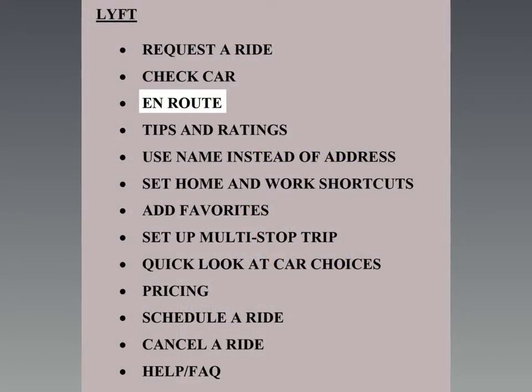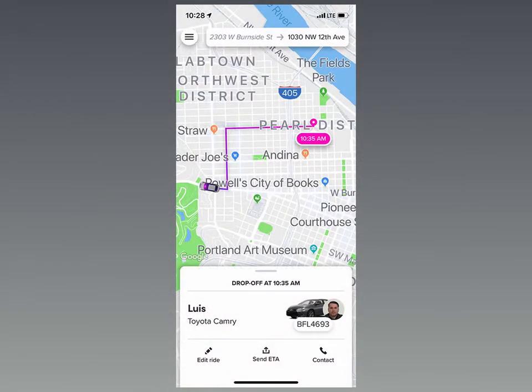En route, we now have an option while we're driving. This is the screen that you'll see when you're en route. This is a different trip. There is a link there that we did not have in Uber. Down in the bottom left hand of the screen, there is a link that is labeled Edit Ride.